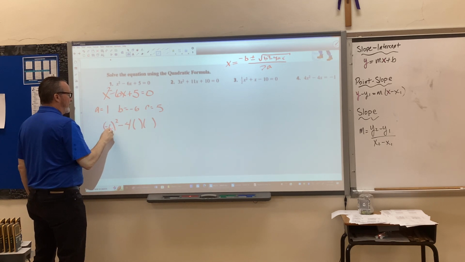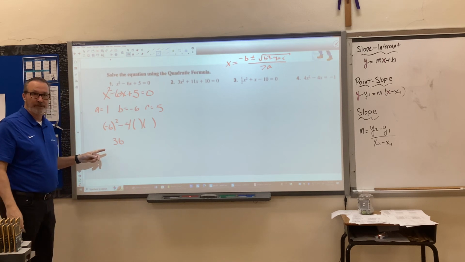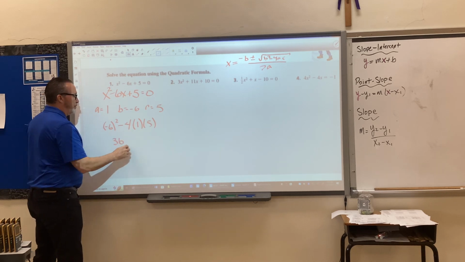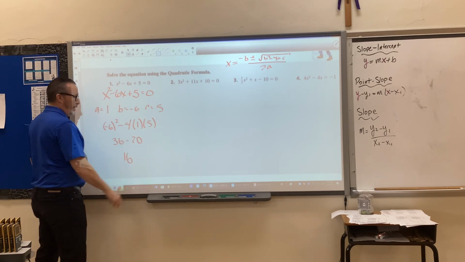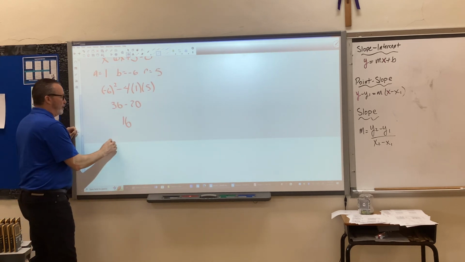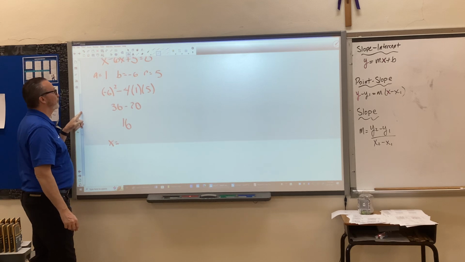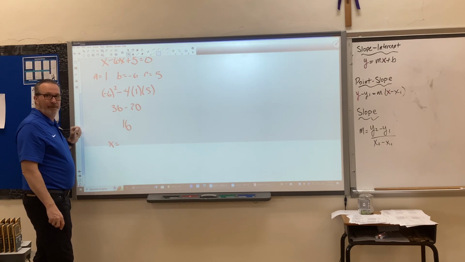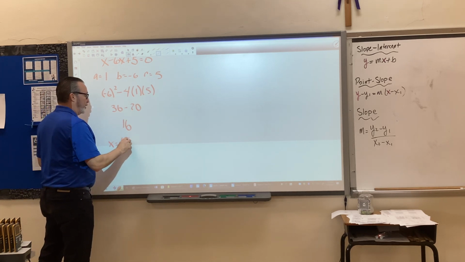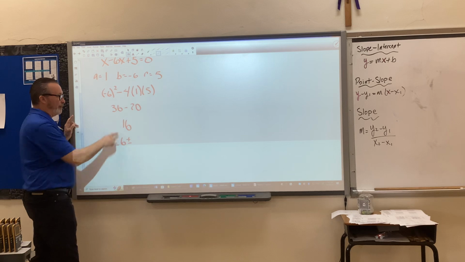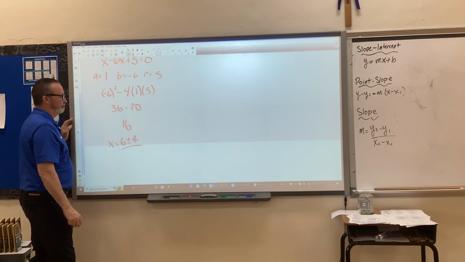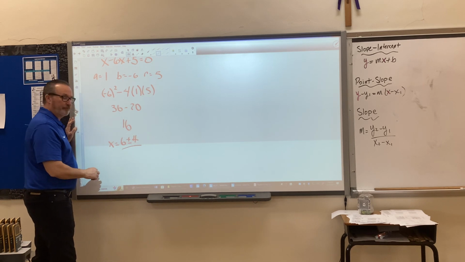So I'll set that up. B is -6, that's positive 36. A is 1, C is 5. 36 minus 20 is 16. And you know the square root of 16. So x is equal to negative b, negative -6, so it's positive 6, plus or minus the square root of 16, which is 4. All over 2a, 2 times 1, which is 2.